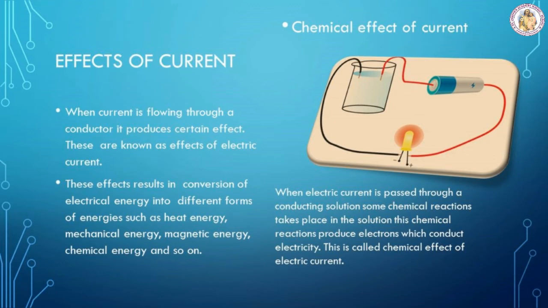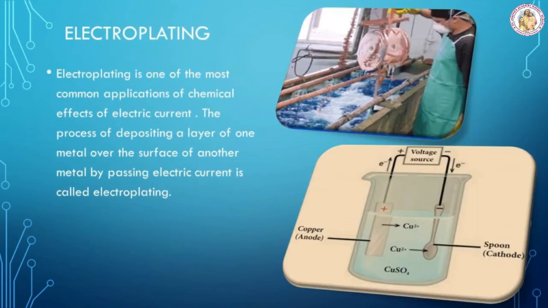The decomposition of molecules of a solution into positive and negative ions on passing an electric current through it is called electrolysis. Electrolysis has a number of applications. It is used in extraction and purification of metals. The most general use of electrolysis is electroplating. Electroplating, the application of chemical effect of current.